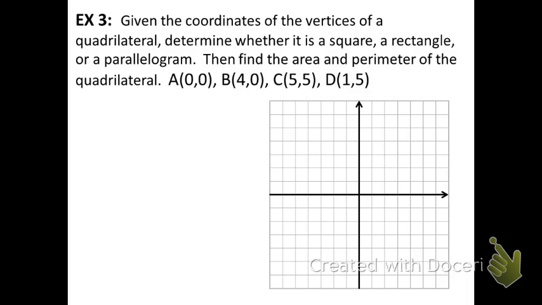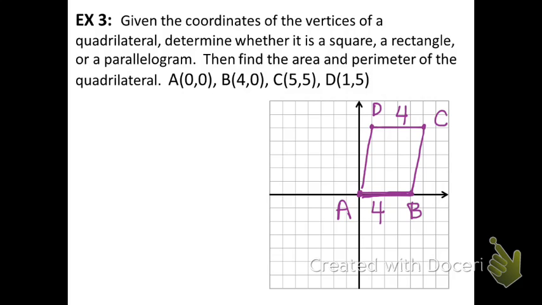Okay, on example 3, it says, given the coordinates of the vertices of the quadrilateral, determine if it's a square, rectangle or a parallelogram, then find the area and the perimeter of the quadrilateral. So we're going to start at 0, 0 with A, over 4 up 0 is B, over 5 up 5 is C, and over 1 up 5 is D. Okay, so the perimeter is the distance all the way around, and we can count this distance because it is a horizontal distance. So it's 4, and that means this one is 4 as well.